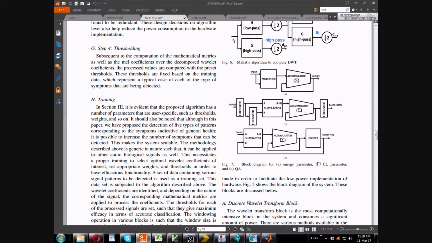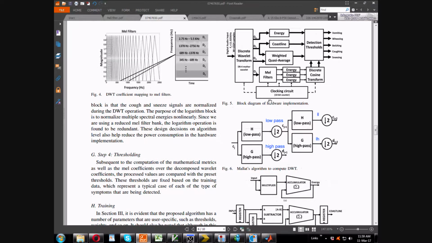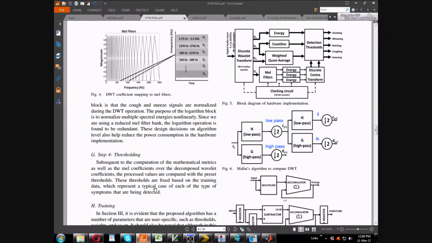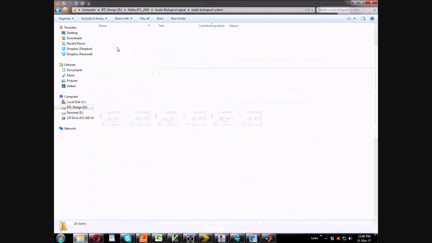A and B are the CL parameters. CL means we calculate the difference using accumulator based cost line values. And figure C is for QA, quasi average. This is passed into the discrete cosine transform. The outputs for energy, cost line, weighted quasi average and discrete cosine transform become the detection threshold, so we can detect the threshold values and identify the signals for vomiting, wheezing, bleaching, coughing, sneezing. We have taken some samples for audio biological systems.